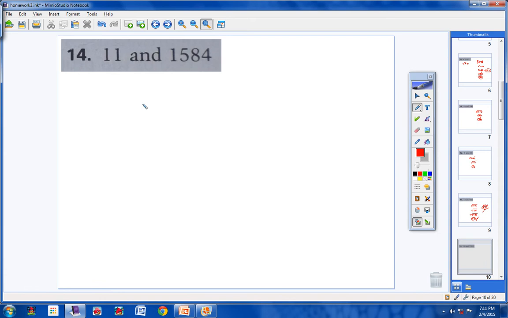Okay, let's go on to number 14. Let's find the geometric mean of these two numbers here. Okay, let me grab my calculator. 11 times 1584 is going to give you 17,424. Now let me say this to you right now. I will not give you one this big on a test or a quiz and ask you to simplify it. That's just a waste of time, and there's no need to do that.